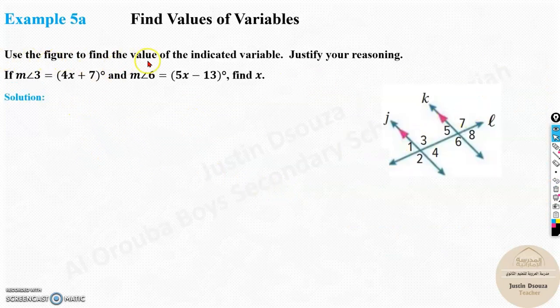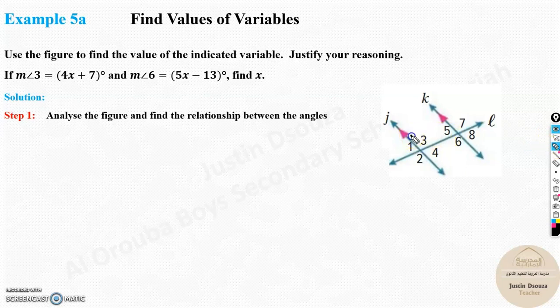The figure is given. We need to find x based on these conditions. The measure of angle 3 is given to be 4x plus 7 and the measure of angle 6 is 5x minus 13. Now look at angles 3 and 6. Analyze the figure and find the relationship. They are alternate interior angles because they are opposite. Now we know alternate interior angles are congruent.